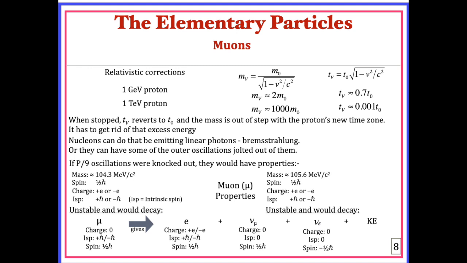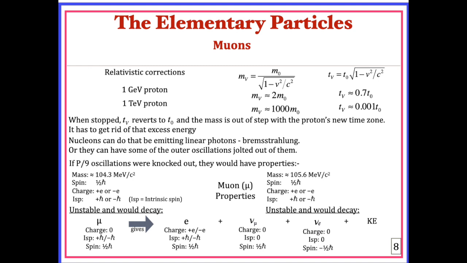If a p/9 oscillation were knocked out, it would have the properties of mass, 104.3 MeV per c squared, spin, half h bar, charge, could be either plus or minus e, intrinsic spin of plus or minus half h bar to match their charge. They were the p/9 harmonics illustrated in my previous presentations on protons. But how do they match observation? Muons with a mass of 105.6 MeV per c squared closely match those properties. The only difference is a variation of approximately 1.5% in the mass. That can be attributed to the release of the binding energy of the muon in the proton.